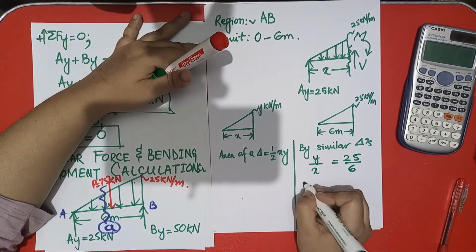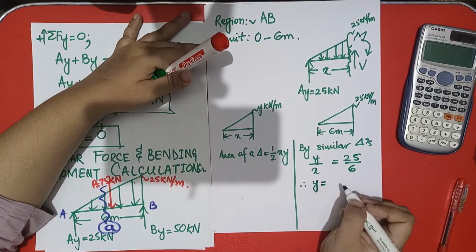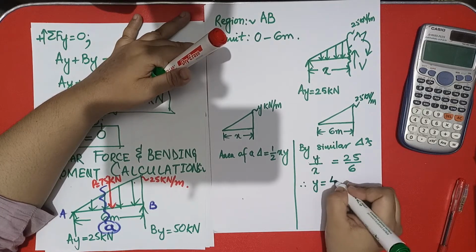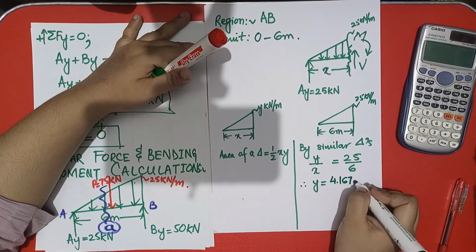So this is the way. What you have to do is find how much y comes out to be. Let me calculate this. The value is coming out in decimals, yes, it is coming in decimals. That is y equals 4.167x.